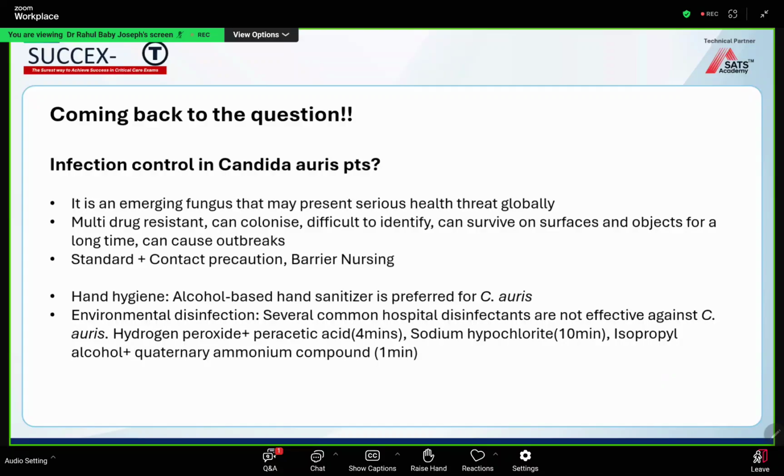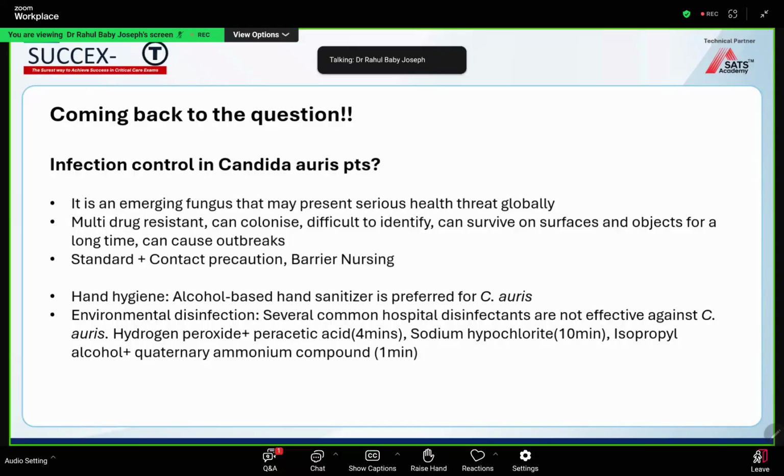Coming back to the question, if they ask you about infection control in a particular organism like Candida auris, you know that it is an emerging fungus that is posing a serious health threat, and it is multi-drug resistant. It can colonize, and it is very difficult to identify. It can survive on surfaces for a very long time, and it has a propensity to cause outbreaks. So in such cases, standard precautions for all, plus this for Candida auris is specific, you need to have contact precautions and barrier nursing.